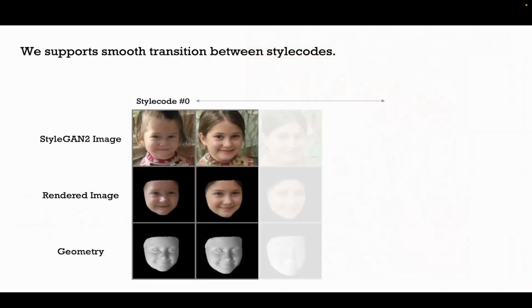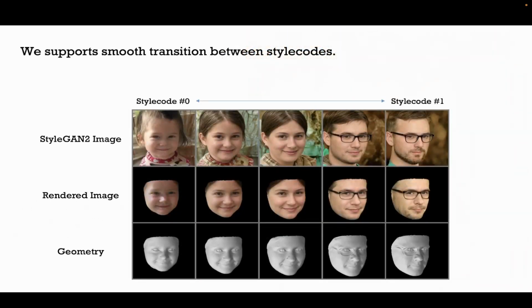One of the advantages of using the StyleGAN2 generator structure is that the latent space is smooth, so we can freely interpolate stylecodes to form a face whose appearance is the combination of two faces. Here we provide an example that demonstrates the smooth transition between stylecodes.